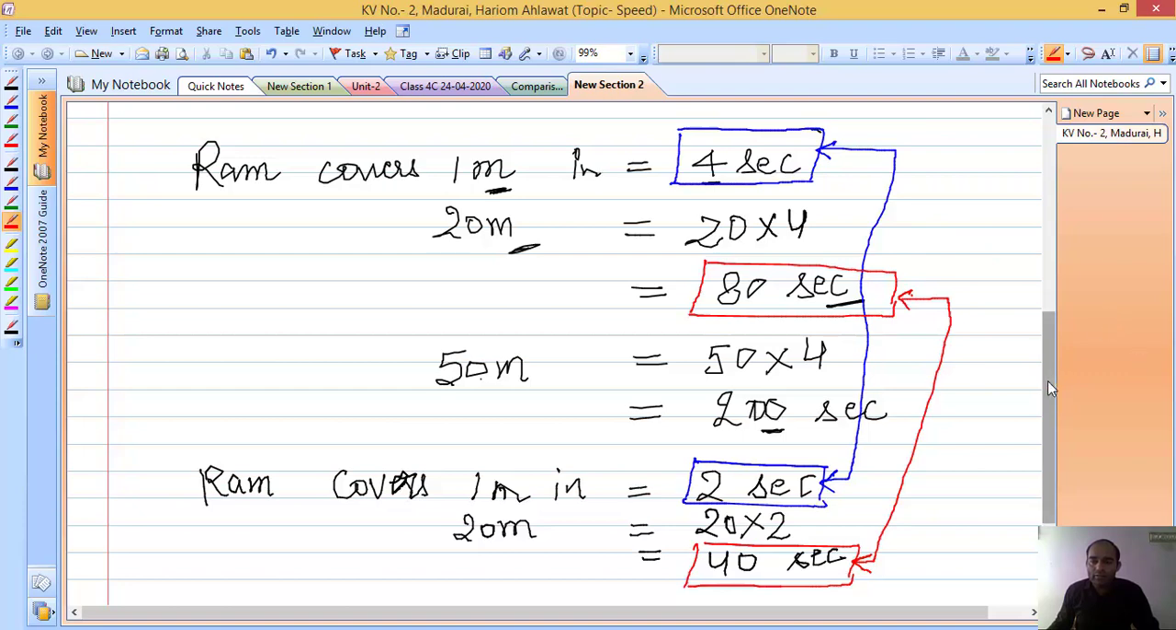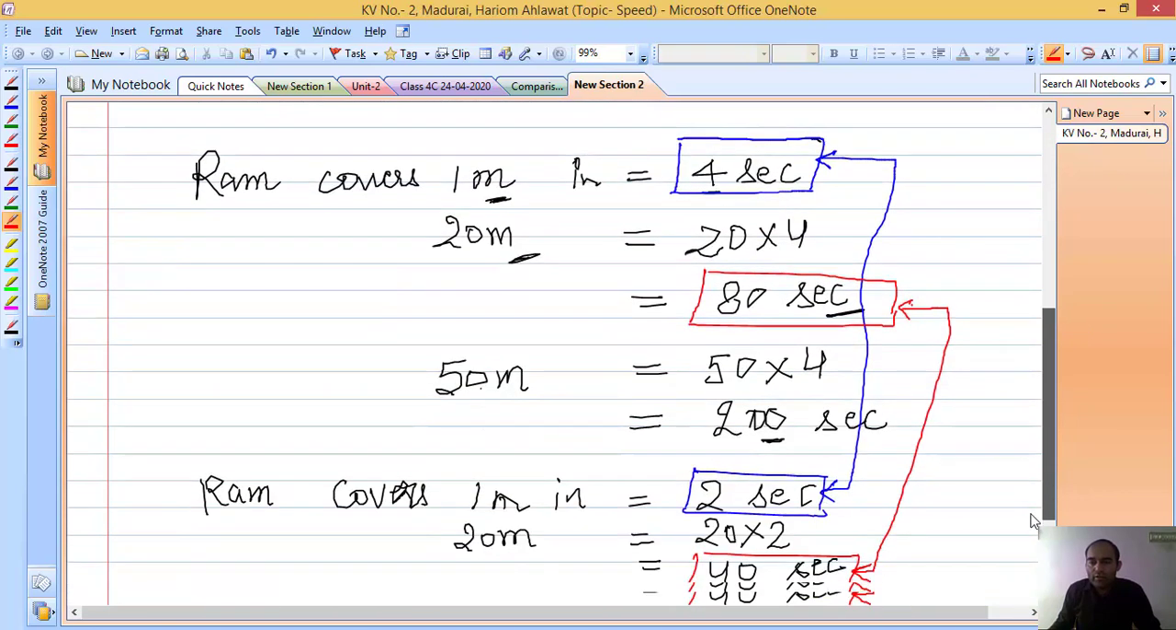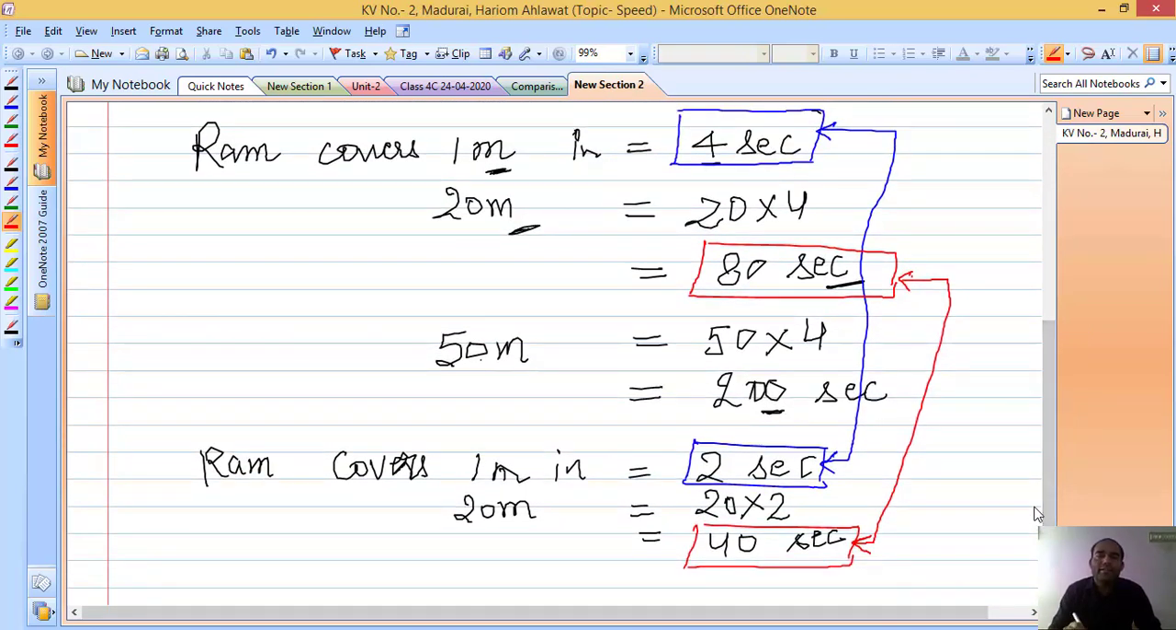Okay, now come here. At the same time, you can look here, at the same time he covers more distance. Okay, let's understand with an example. So you need to remember this. When someone increases the speed, time decreases. When someone increases the speed, time to cover a specific distance decreases.